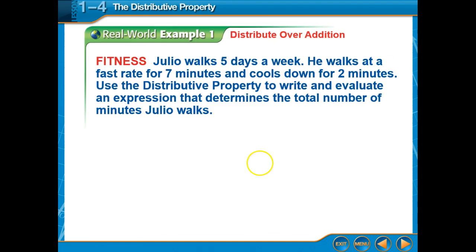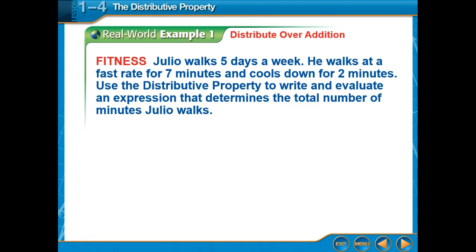Our first example is a word problem, and most of the time you'll see things in word problems, so it's good to practice this. Julio walks 5 days a week. He walks at a fast rate for 7 minutes and cools down for 2 minutes. Use the distributive property to write and evaluate an expression that determines the total number of minutes Julio walks.